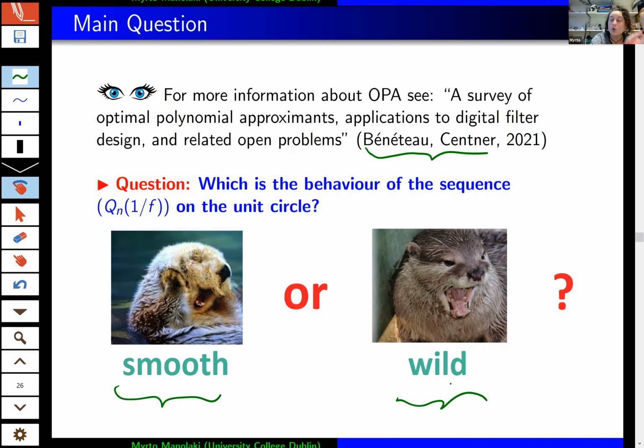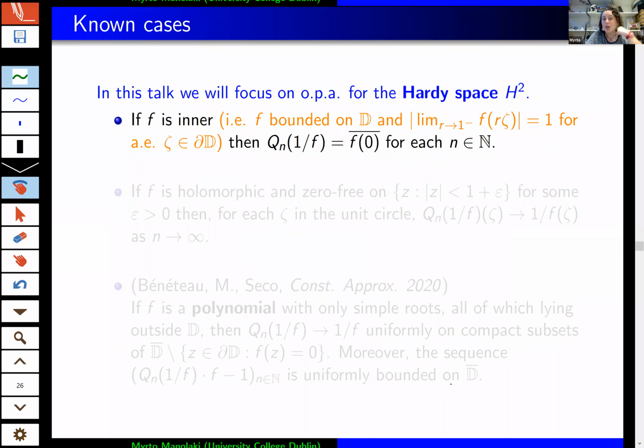So the question, as before, is just to see what happens in the unit circle. Do we have smooth or wild boundary behavior? So let's see some known cases. From now on, we will focus on the Hardy space. In the Hardy space, we have inner and outer functions. We have this type of factorization. Inner and outer functions are the building blocks of functions in Hardy spaces.